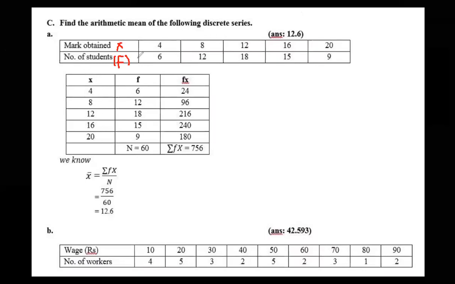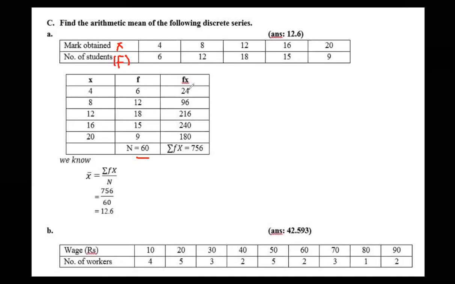And what is f? So 6, 12, 18, 15 and 9. Okay, so we just write it in this way. Now the total of f is called n. So what is n? It is the total of f. 6 plus 12 plus 18 plus 15 plus 9, you are going to get 60. Okay, you will get 60.